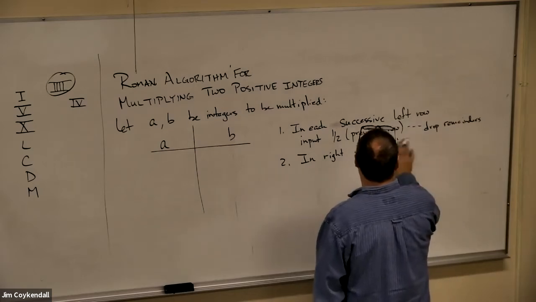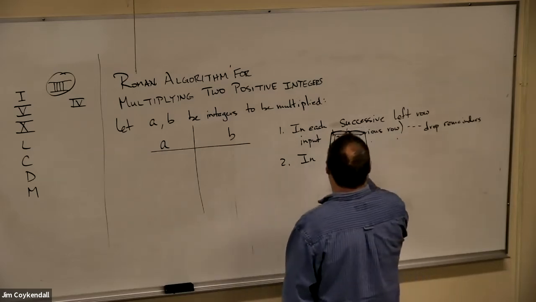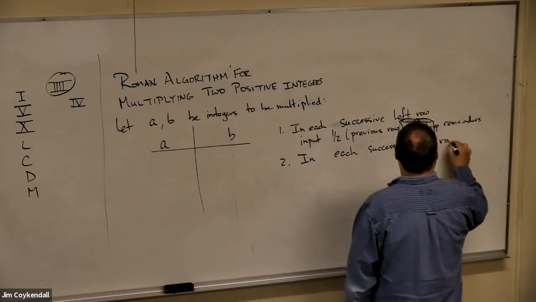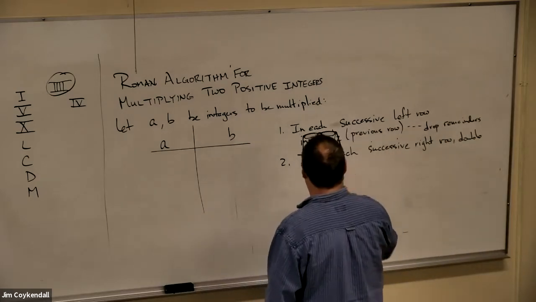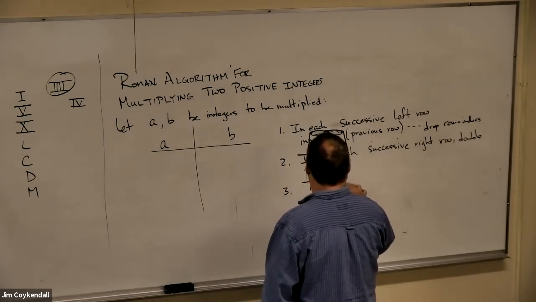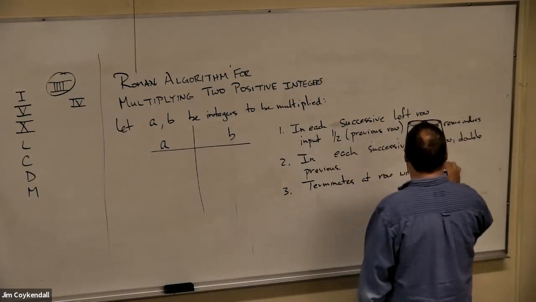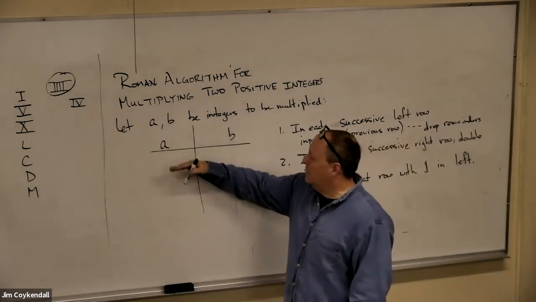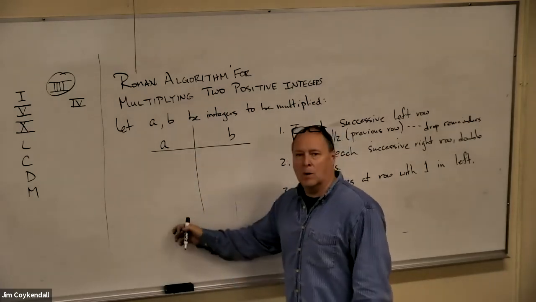Well, let's see. In each successive right row, double the previous. And you do this until it terminates at the row with 1 in the left. So every time you build another row, you have this double, double, double, double, and you end when you get a 1 over here.